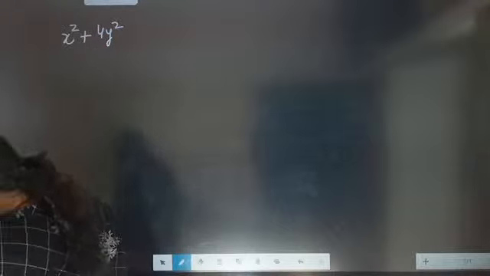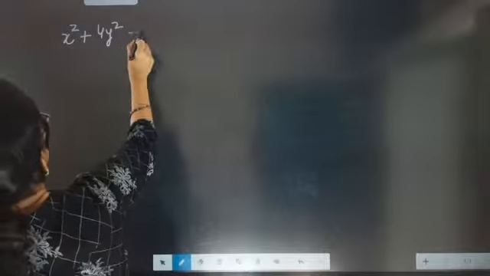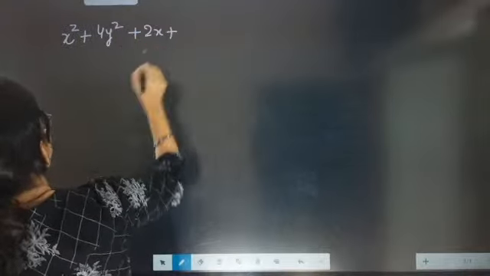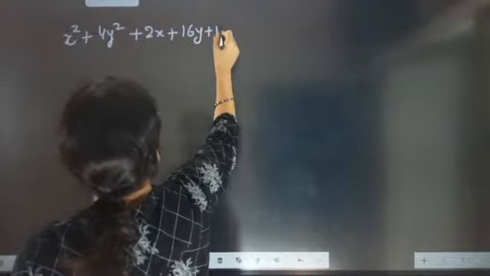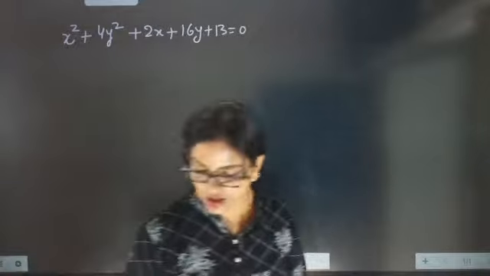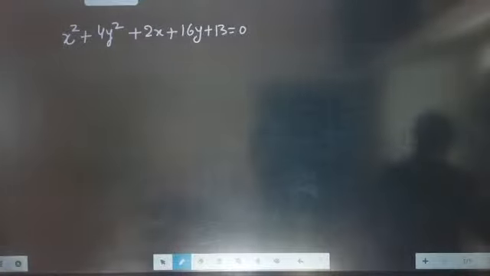Now the question is, show that the equation, now we have to find everything of this ellipse. The question is x square plus 4y square plus 2x plus 16y plus 13 equal to 0. The same work we have to do in this question also beta. We have to find everything in this question also.